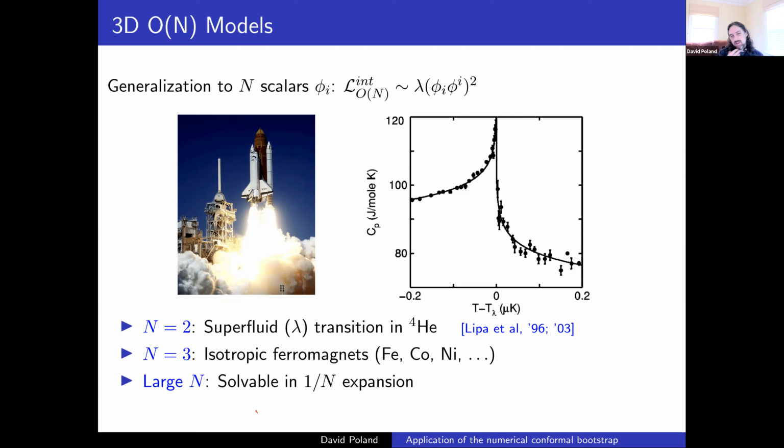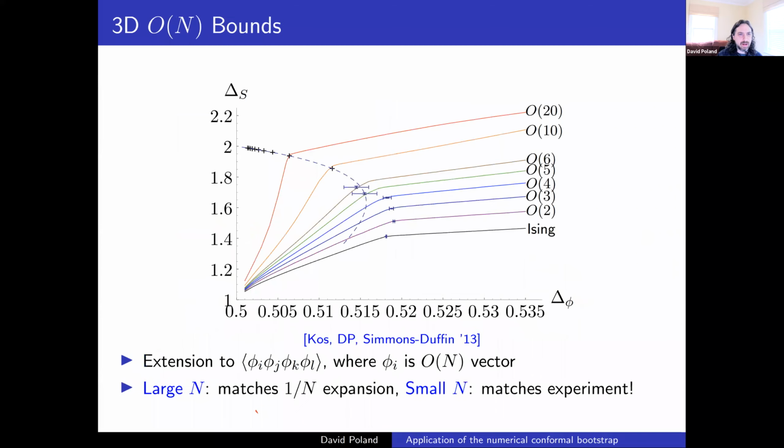So it's the O(3) model or Heisenberg model. And then you can also push the O(N) models to large N, and they have a nice 1/N expansion that you can use to do various analytical calculations. So this story about computing some kinks and turning them into islands can more or less be repeated in the O(N) vector model.